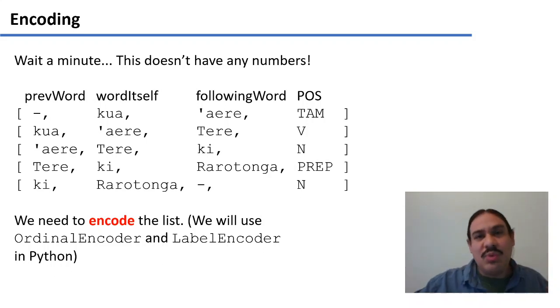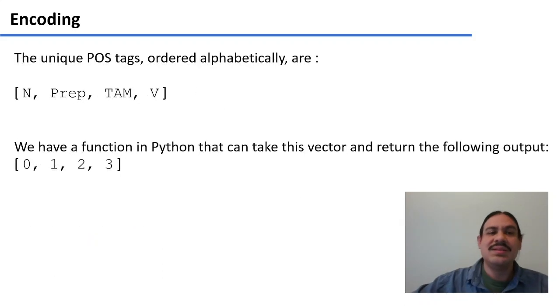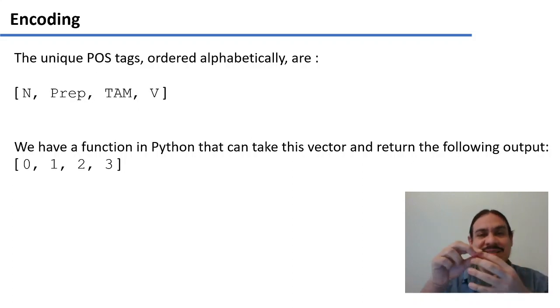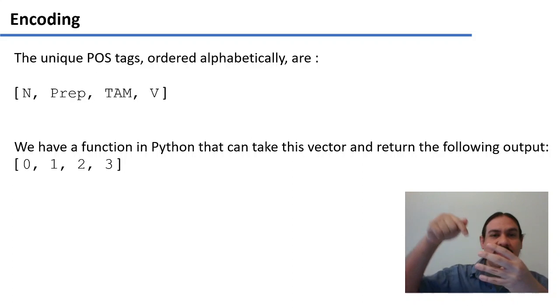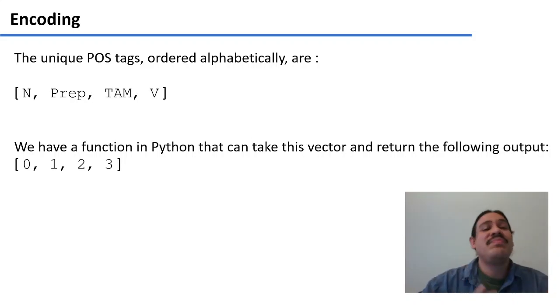We're not going to use one-hot encoding. We're going to use something called an ordinal encoder, which is going to transform each of the words into a numerical code. Like this. Let's say we have this vector for the parts of speech: noun, preposition, tense aspect marker, and verb. And these are the four classes in which we want to classify words in this very simple example.